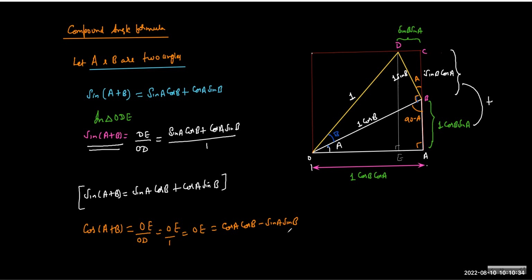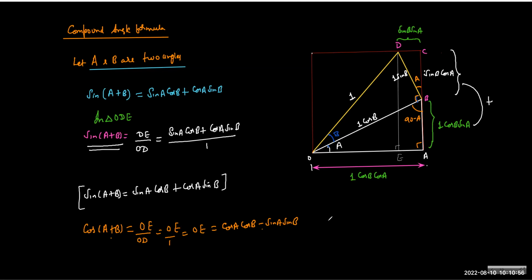But sine will grow with the angle. So when you have more angle getting added together, you'll get more value. So sine of A plus B is sine A cos B plus cos A sin B. But in the cos formula, the plus will bring a minus in between.